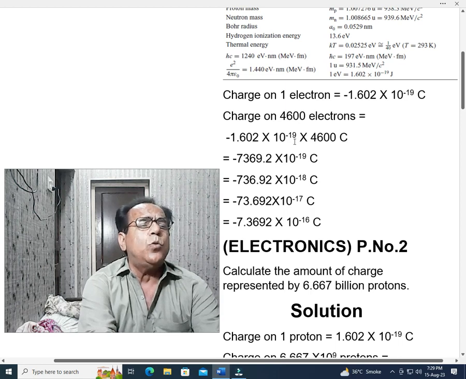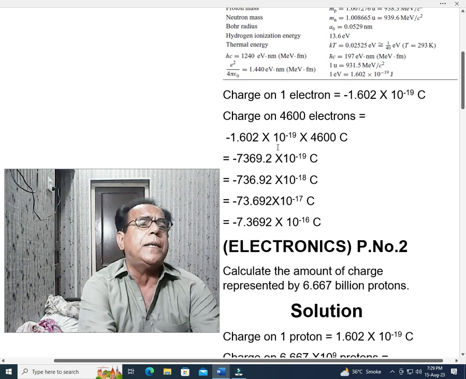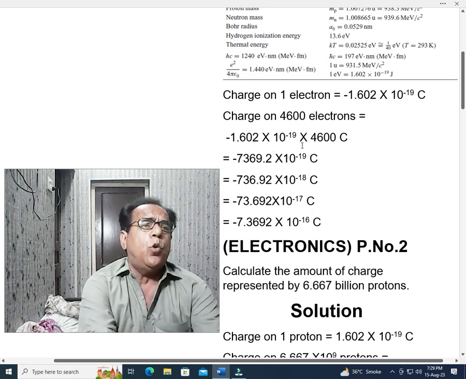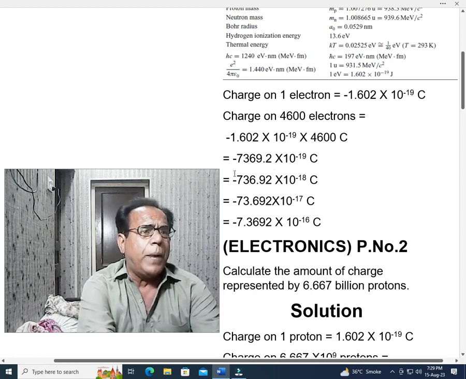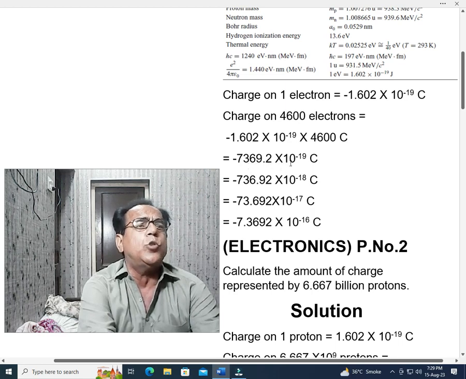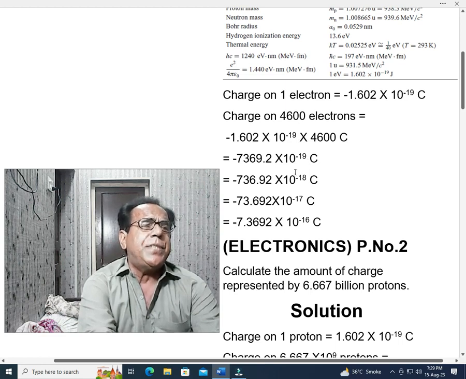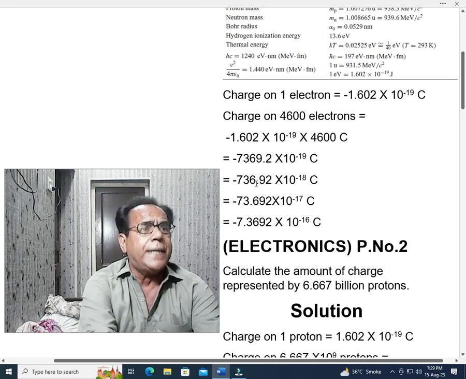So charge on 4,600 electrons is equal to minus 1.602 into 10 raised to the power minus 19 into 4,600 coulomb. This alternatively becomes equal to minus 7369.2 into 10 raised to the power minus 19 coulomb. We can change this figure as per our discretion to minus 736.92 into 10 raised to the power minus 18.